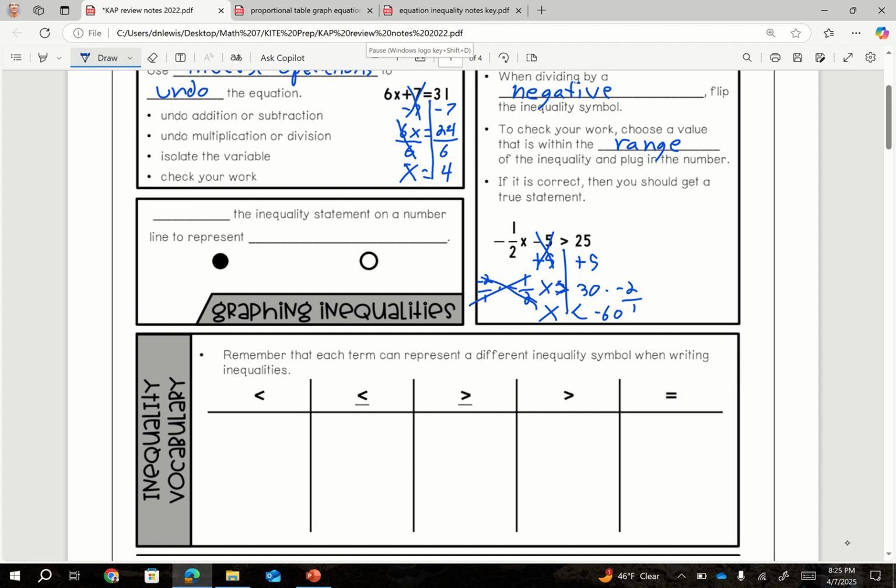So as soon as you multiply or divide by that negative, when you're working with an inequality, flip your sign.